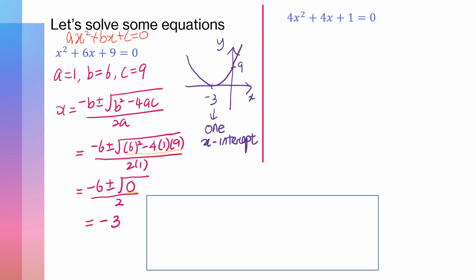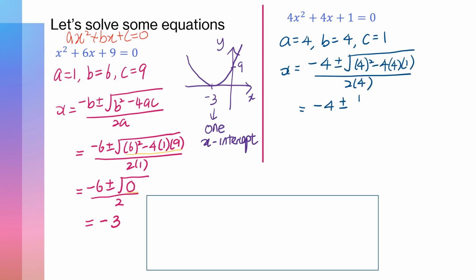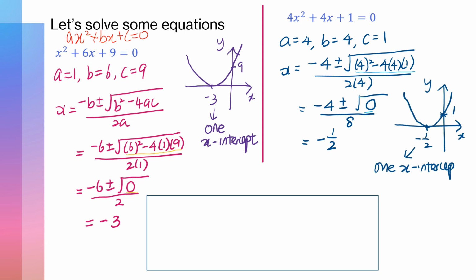Let's do another question. Similarly, compare it with ax squared plus bx plus c equals 0. Write down the values for a, b, and c, sub into your quadratic formula, and you can see that this part here, again, is 0, so square root 0 will give you 0. So you end up getting only one solution of x. And if you sketch the curve, you can see that the curve cuts the x-axis at x equals -1/2, and there's only one x-intercept.